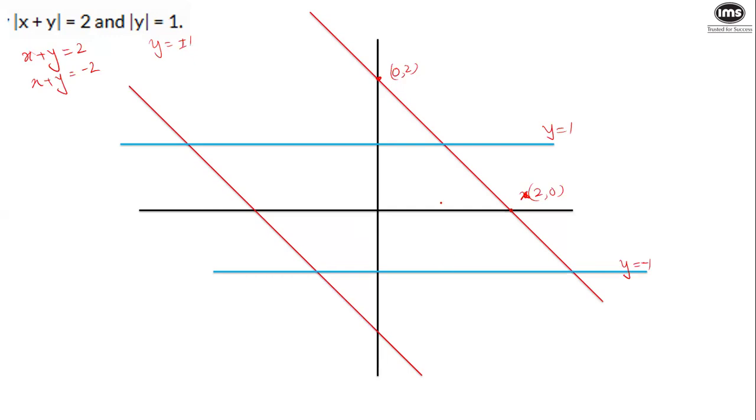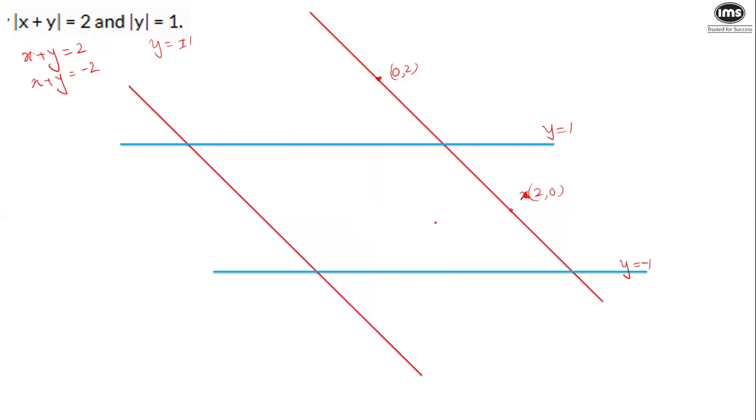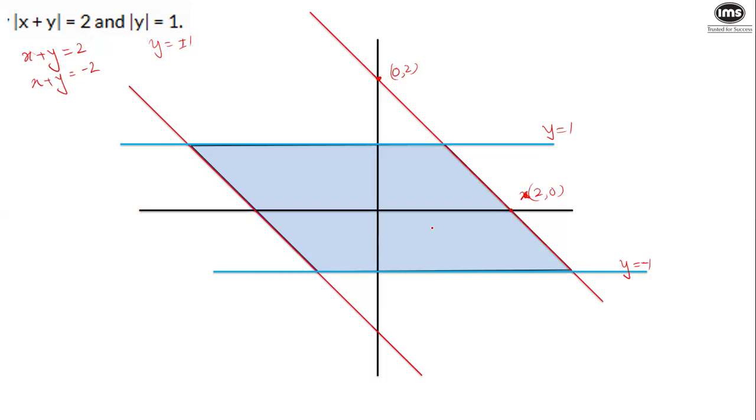Now we need the area that is between these four lines. We see that it's a parallelogram. You can observe this parallelogram. Now this was the point 2, 0. We can see that this will be the point minus 2, 0, which means the length here will be 4. The base is 4. The height of this parallelogram between the two parallel lines is obviously 2. So the area of the parallelogram is base into height, 4 into 2, 8. That is the answer to be entered. The area of the parallelogram is 8.